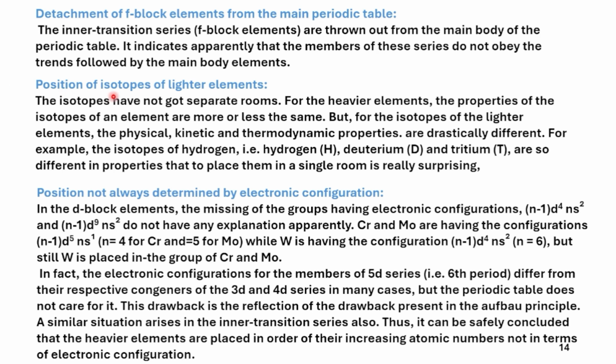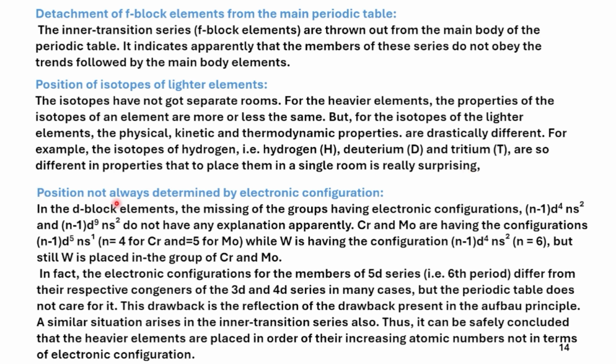Next one is the position of isotopes of lighter elements. The isotopes have not got separate rooms. For the heavier elements, the properties of the isotopes of an element are more or less the same. But for the isotopes of the lighter elements, the physical, kinetic, and thermodynamic properties are drastically different. For example, the isotopes of hydrogen, that is hydrogen, deuterium, and tritium, are so different in properties that to place them in a single room is really surprising. But these isotopes, as of now, are considered to be in the same room.